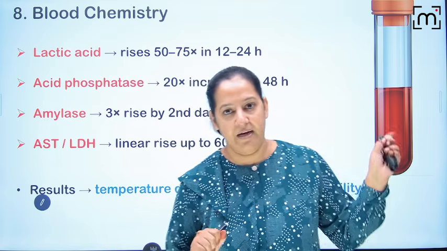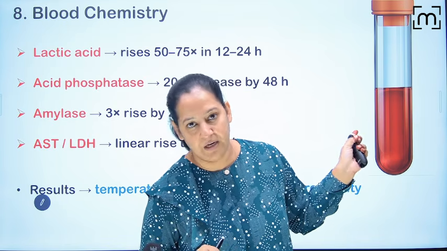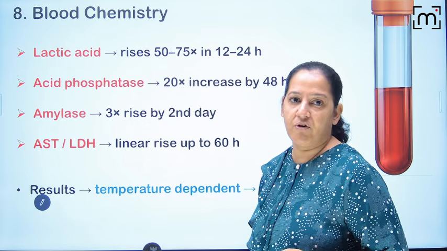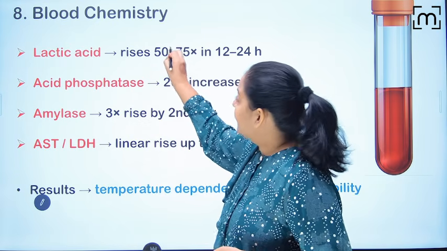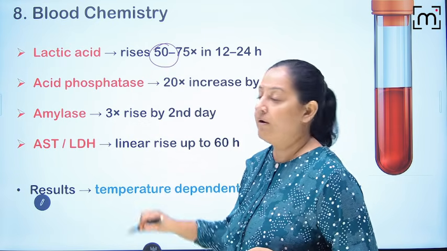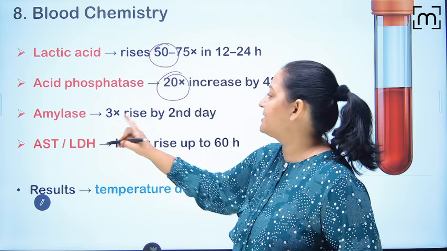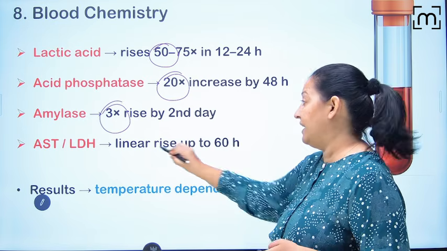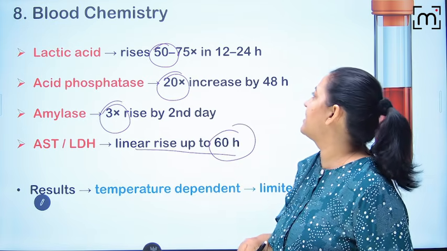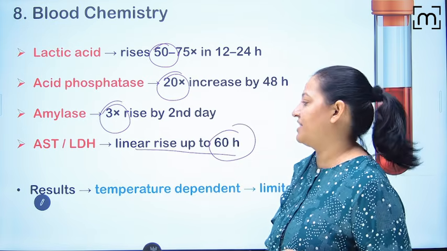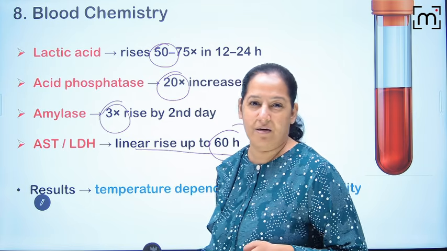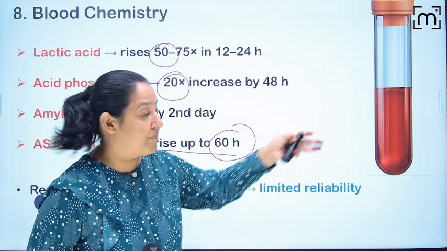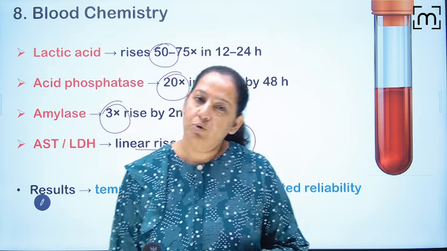We can take blood in a test tube from the dead body, the deceased person. We can take the blood and look at all these parameters, if you want to learn. Lactic acid increases 50 times the normal value. Acid phosphatase increases 20 times. Amylase increases 3 times, and LDH and AST increase linearly up to 60 hours after death. You can see the timing. So approximate timing can be told, but it is not reliable. It has limited reliability because blood coagulates after death. So it is not very reliable.